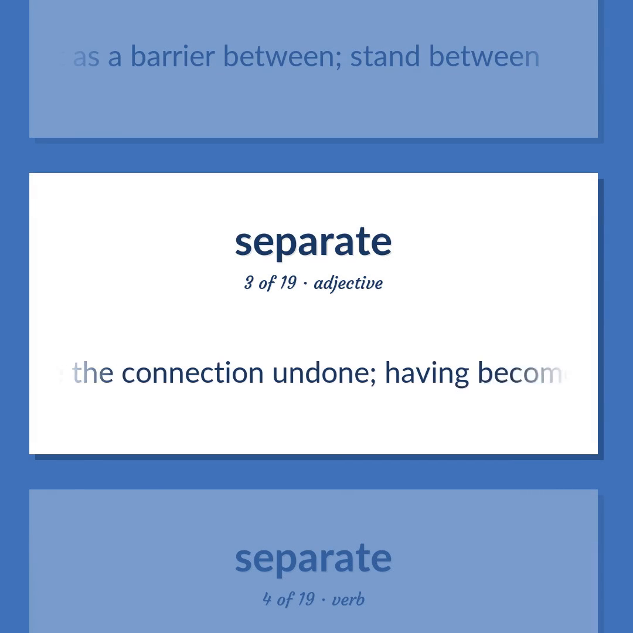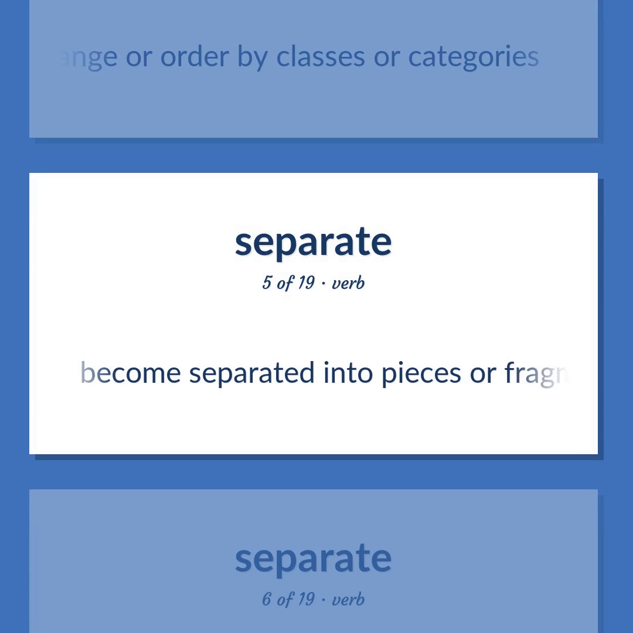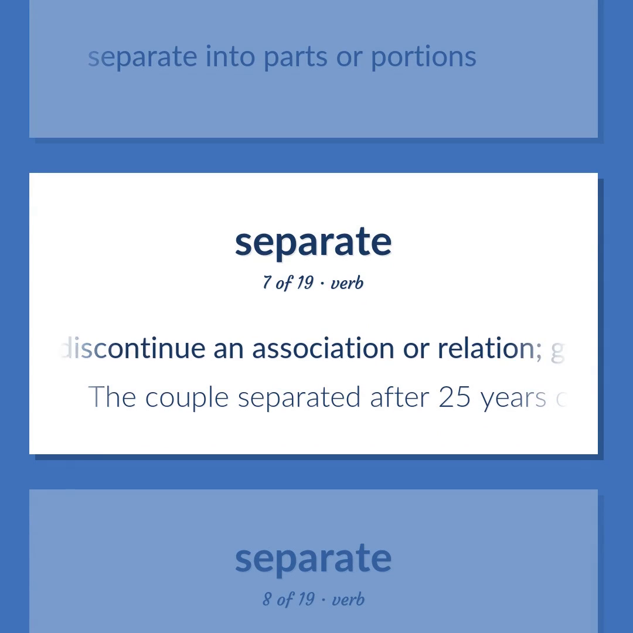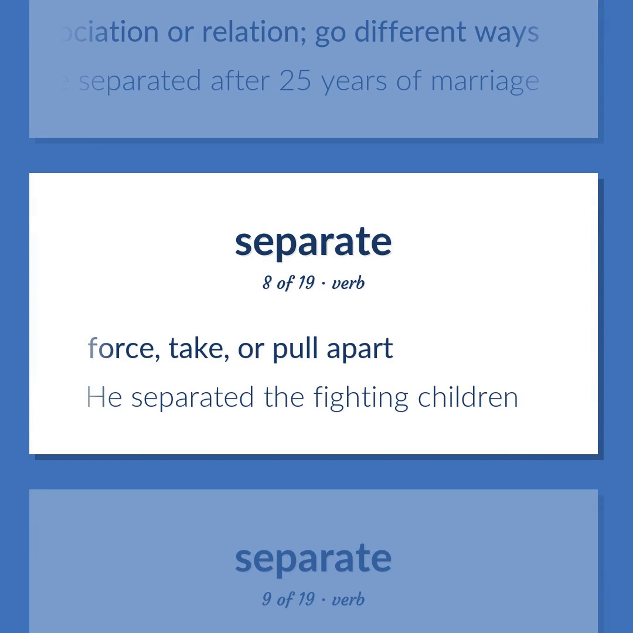Have the connection undone, having become separate. Arrange or order by classes or categories. Become separated into pieces or fragments. Separate into parts or portions. Discontinue an association or relation. Go different ways. The couple separated after 25 years of marriage. Force, take, or pull apart. He separated the fighting children.